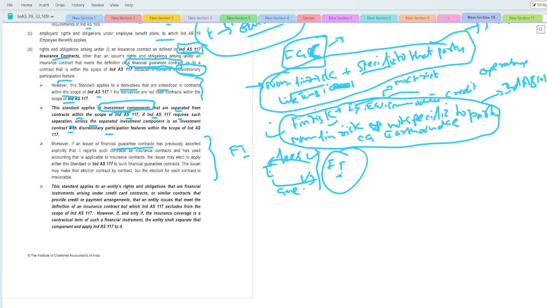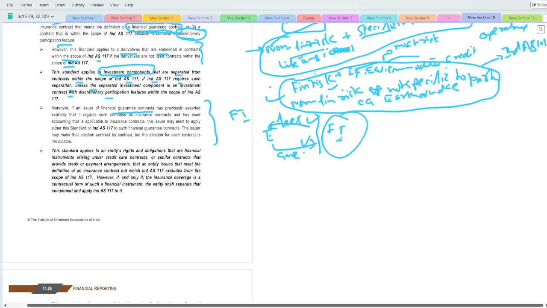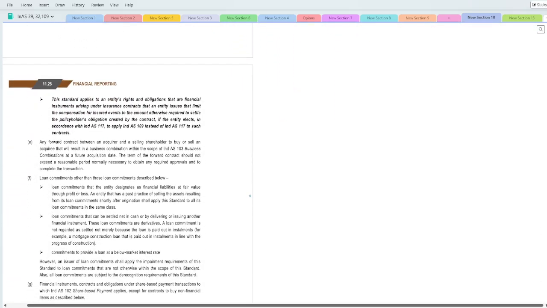This standard applies to an entity's rights and obligations that are financial instruments arising under the credit card. Okay, and in a similar context, this is talking about the credit card. And this standard applies to an entity's rights and obligations that are financial instruments arising under the insurance contract that an entity issues that limit the compensation for the insured event and the amount. So this is going a little bit in detail about Ind AS 117, where you are putting the limit on the claim. Okay, so that's it for the insurance contract.